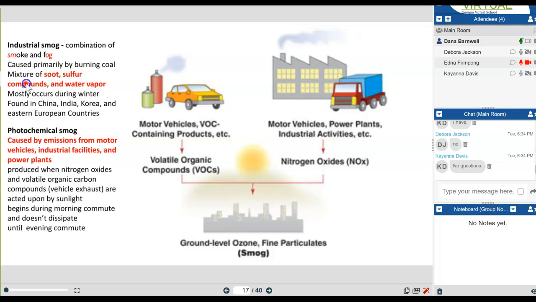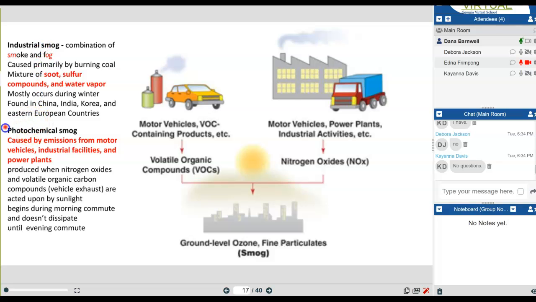So mostly during the winter, we're going to see industrial smog that occurs in the colder winter months, typically in countries like China or India or Eastern European countries where they may not have some of the environmental standards of using scrubbers to scrub the content before it is emitted into the atmosphere. And so again, this would be an example of our industrial smog.